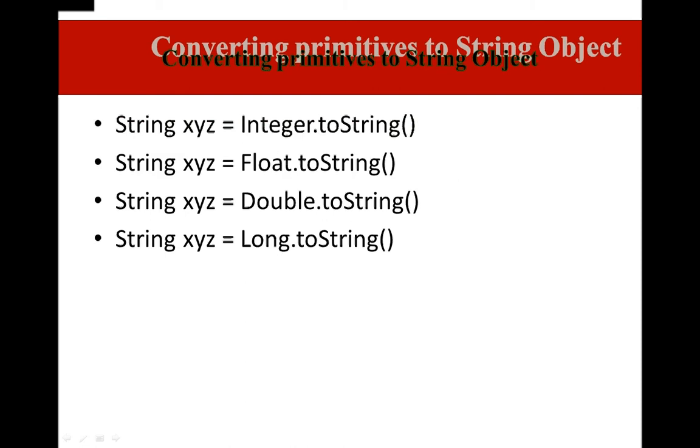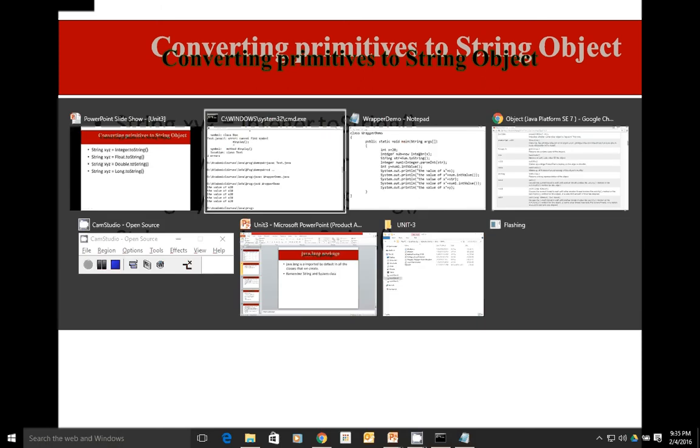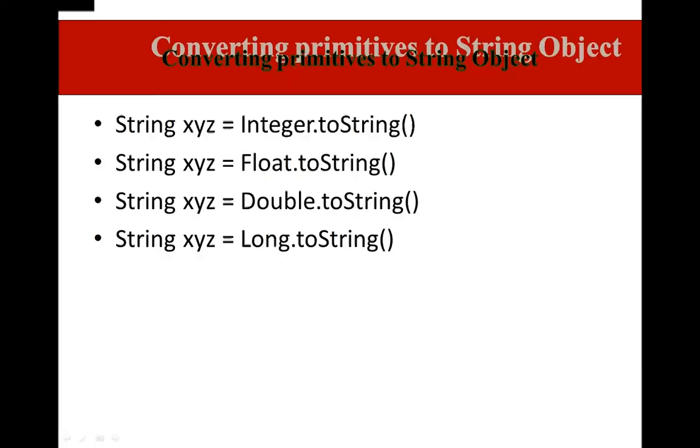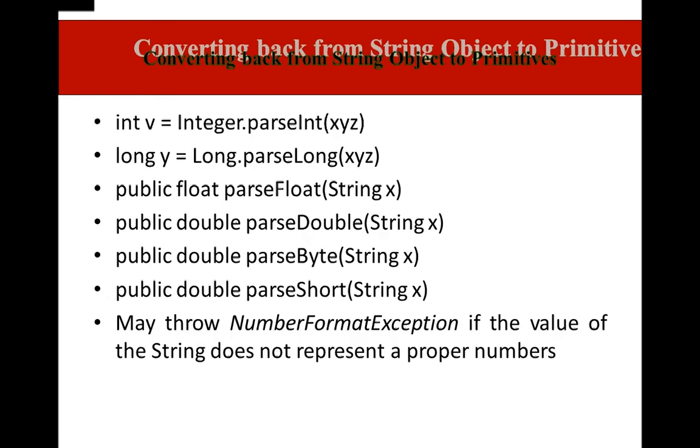You want to convert an integer object into a string object, then you can with the help of toString: integer object dot toString, float object dot toString, double object dot toString, long object dot toString. Yeah, here is the example for the same. Here we have a number num object, and we convert it into string. If you want to convert to float, yes you can, double you can, long you can.